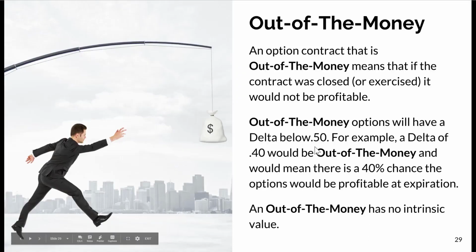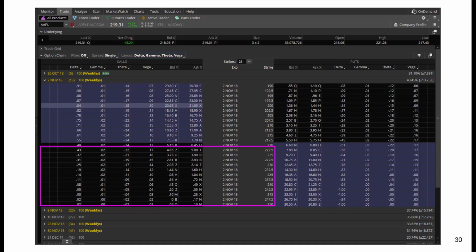All right, and so basically the opposite of this is out of the money. An options contract that is out of the money means that if the contract was closed or exercised, it would not be profitable. Out of the money options will have a delta below 50. For example, a delta 40 would be out of the money. By going through all three, you should sort of understand how these all work. We'll look at this real quick in the option chain, but very similar to before, it's anything that is not in the shaded area.